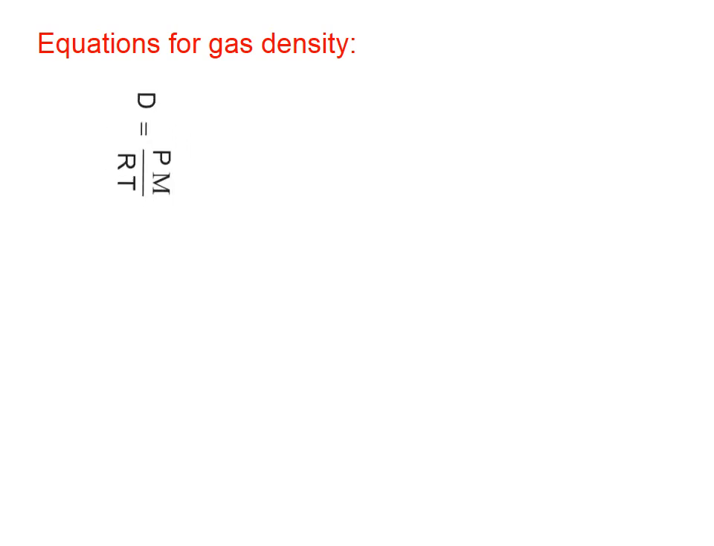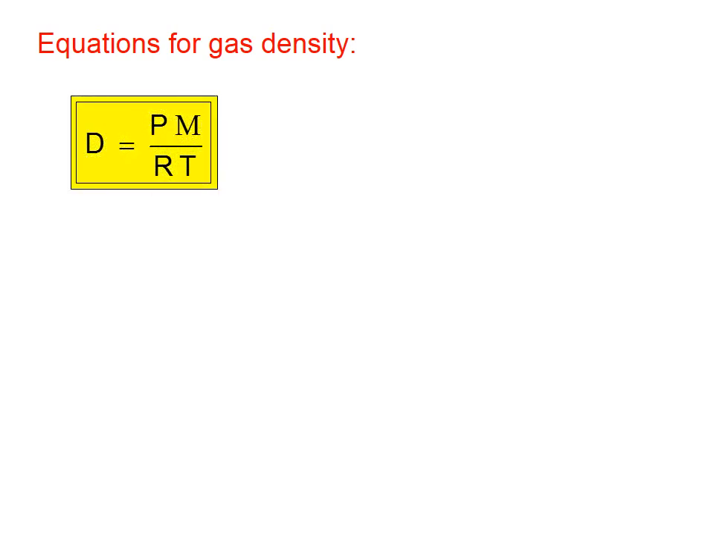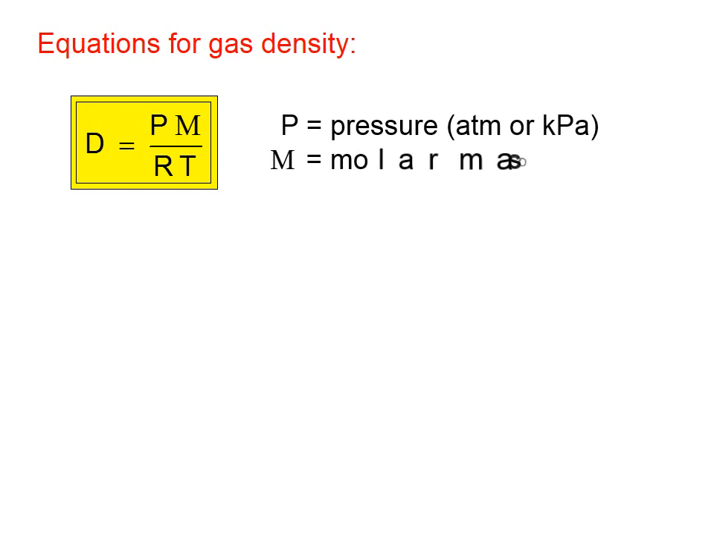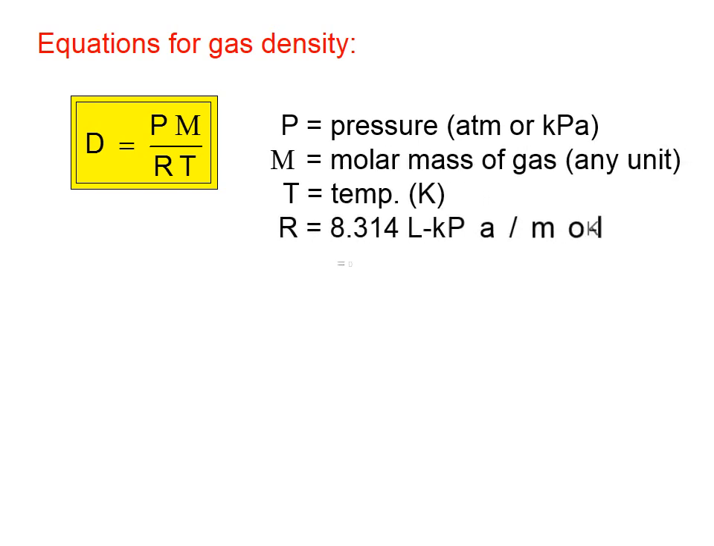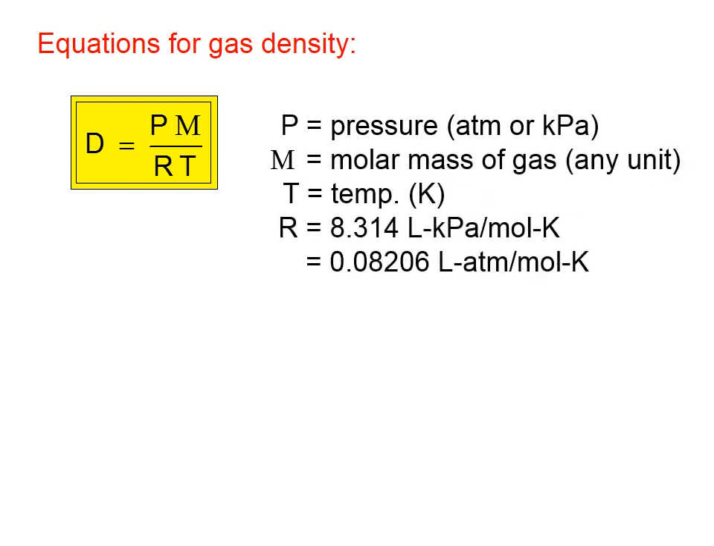Here are two equations for gas density. The first one is D is equal to P times M divided by RT, where P is the pressure, typically in atmospheres or kilopascals. M is the molar mass of the gas. Any unit is fine, although usually grams is what we can most easily pick off the periodic table. T is the temperature in Kelvin, and then R is the universal gas constant.